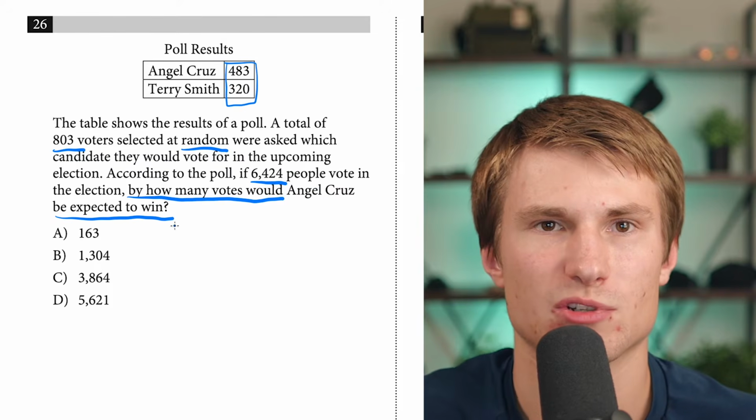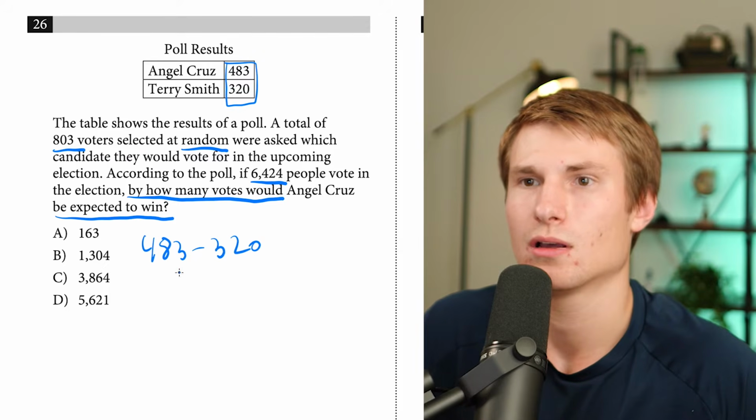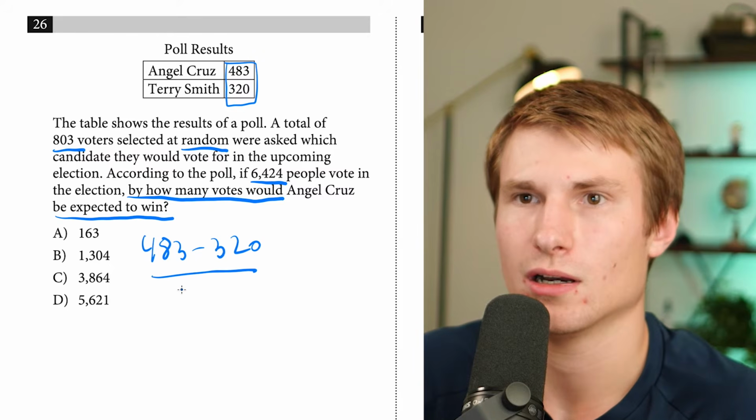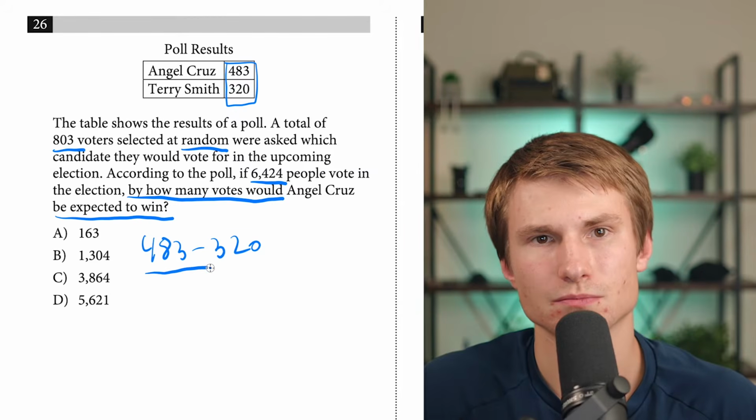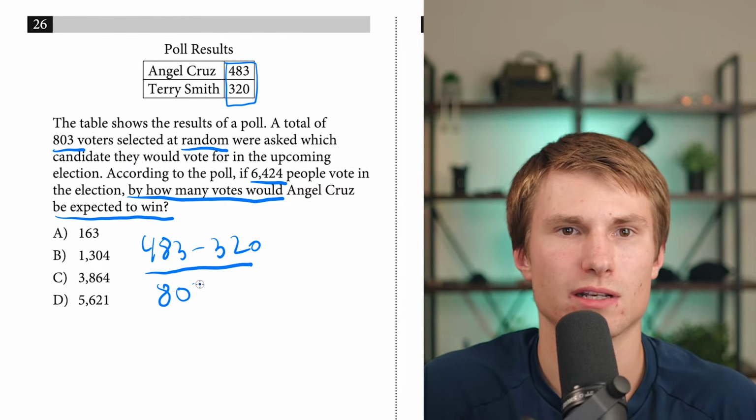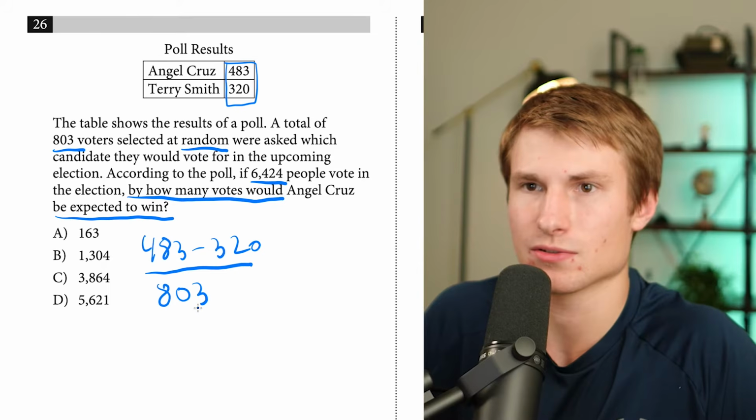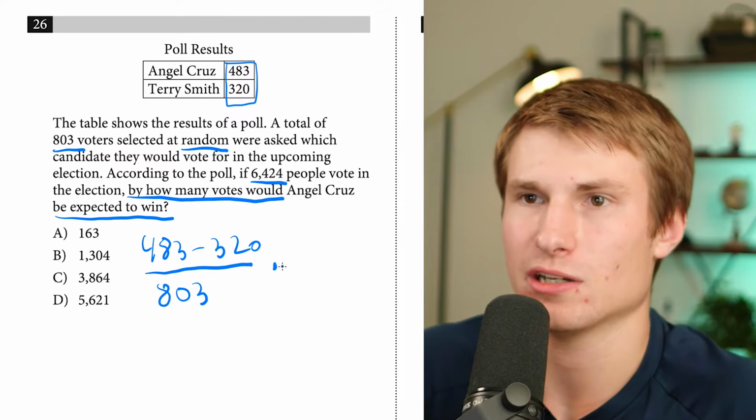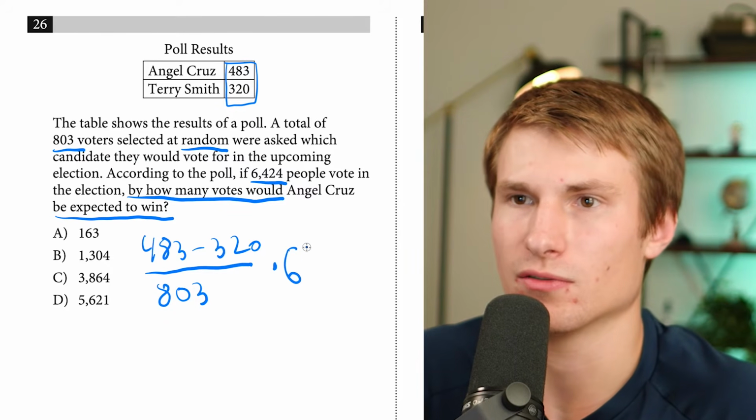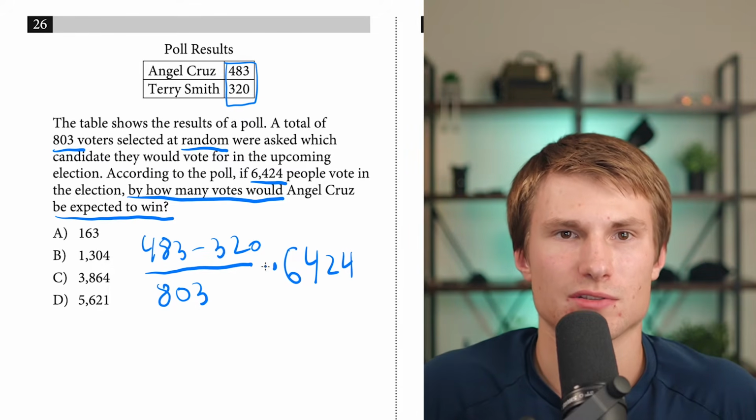So the difference between these two in the initial poll is 483 minus 320. And then that's divided by the total, 803 total voters. So we'll divide that by 803, and that's going to give us the expected difference, written as a decimal, which we can multiply by the total number of voters in the election, 6,424. So this will ultimately get us our answer.